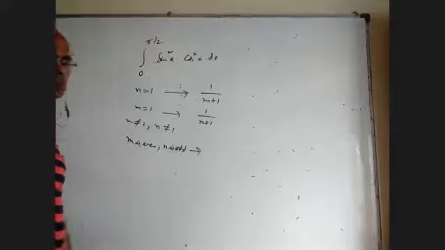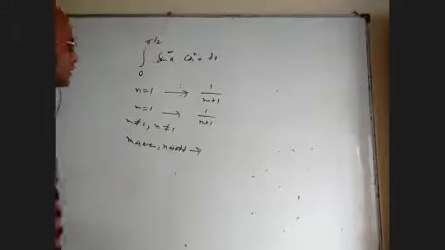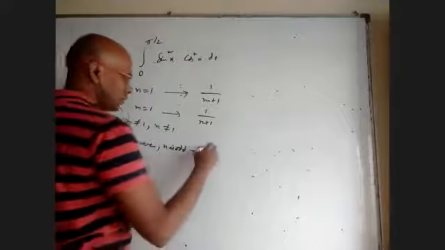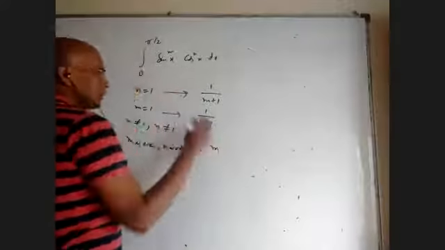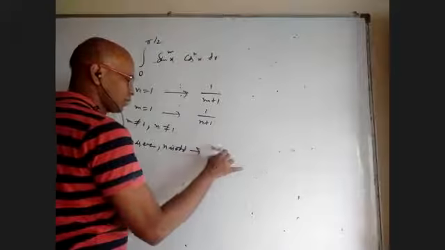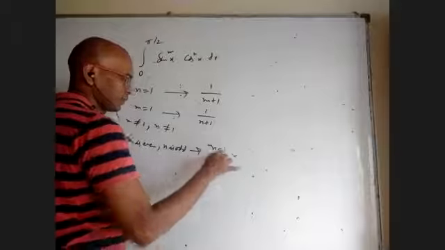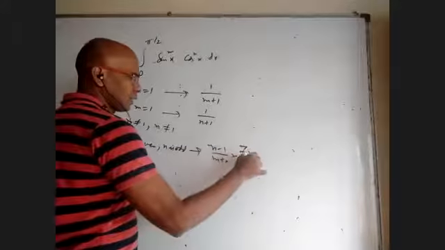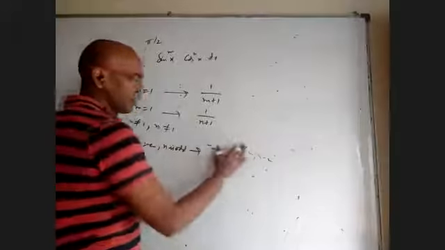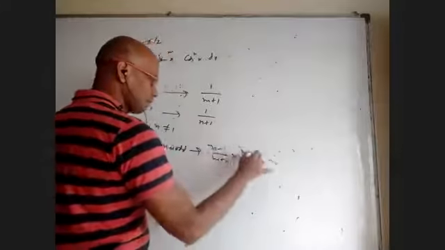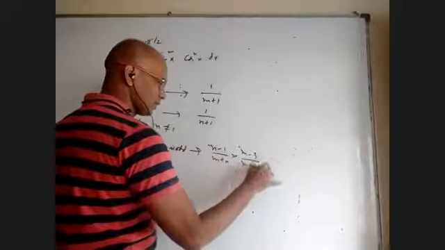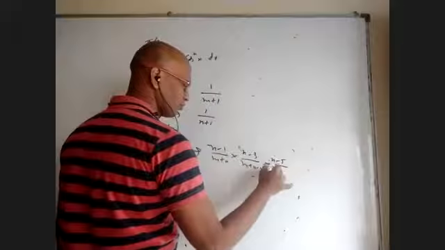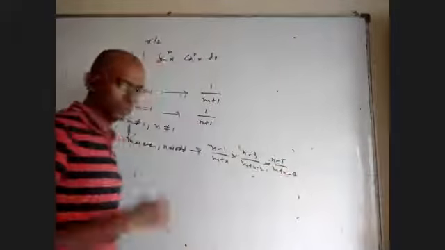In this case, what is the answer that will come? I want to decrease the power here, and I want to decrease the power here. First, I'll get (n minus 1) by (m plus n). Then I'll be getting I(m, n minus 2). Use the same formula. It is going to come (n minus 3) by (m plus n minus 2). Later on, we'll get (n minus 5) by (m plus n minus 4).